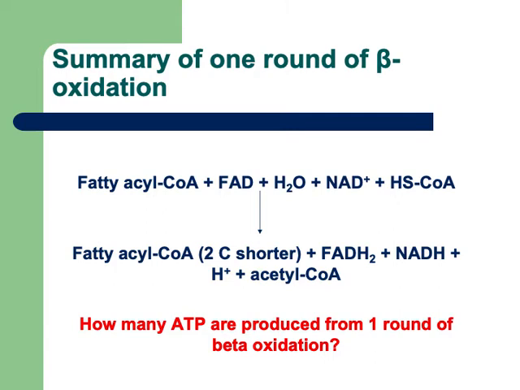So we have 10 ATP produced from 1 acetyl-CoA in the CAC, plus 2.5 from 1 NADH at the electron transport chain, plus 1.5 from the FADH2 in the electron transport chain, which produces 14 ATP per round of beta oxidation. Try to do that math. If you need help with it, please let me know.